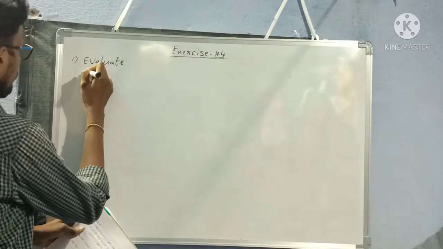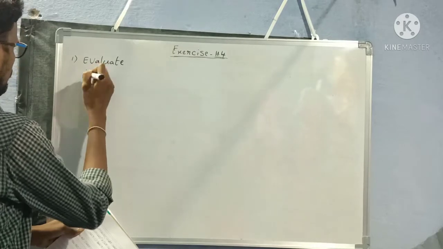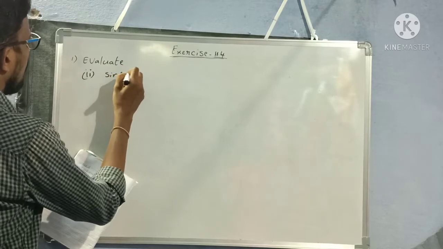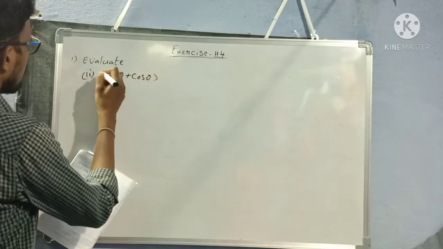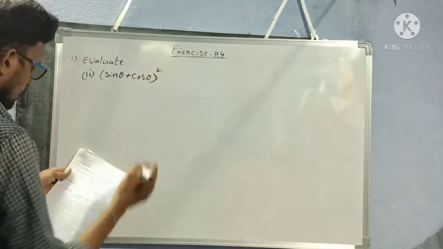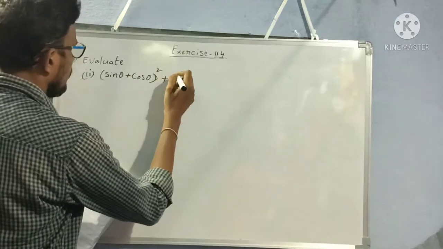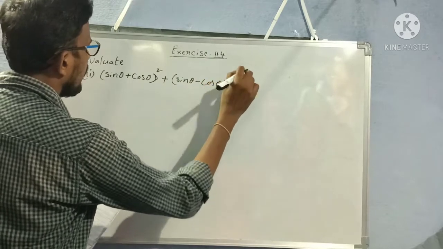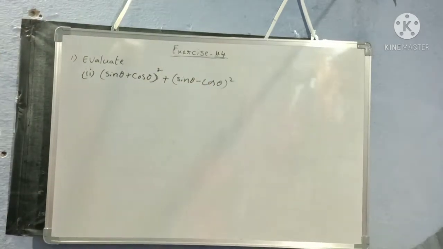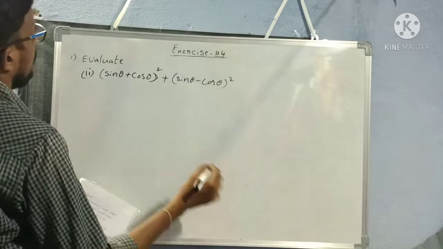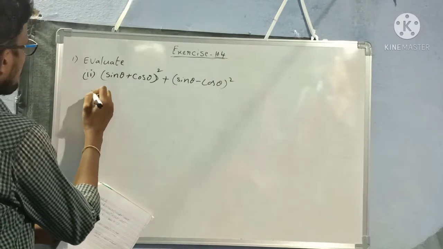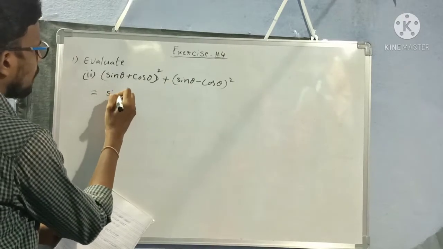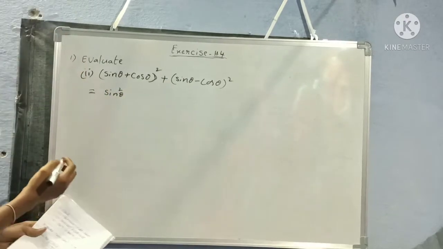Second point. (sin theta + cos theta) whole square + (sin theta − cos theta) whole square. This is the second question. Now expand using (a + b) whole square, which is equal to a square + 2ab + b square. So that formula I am using here.